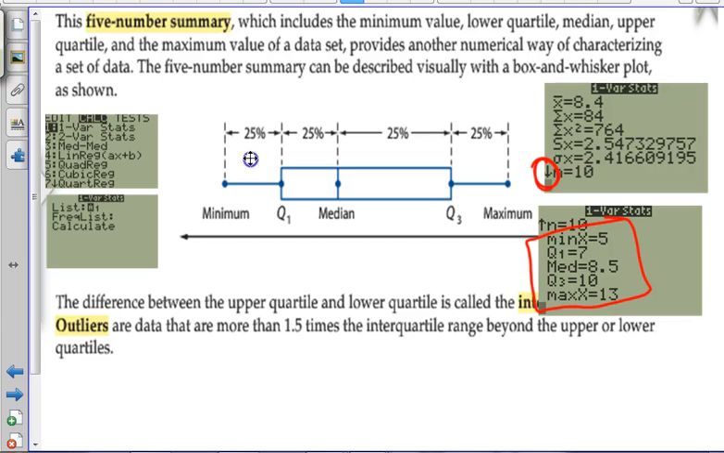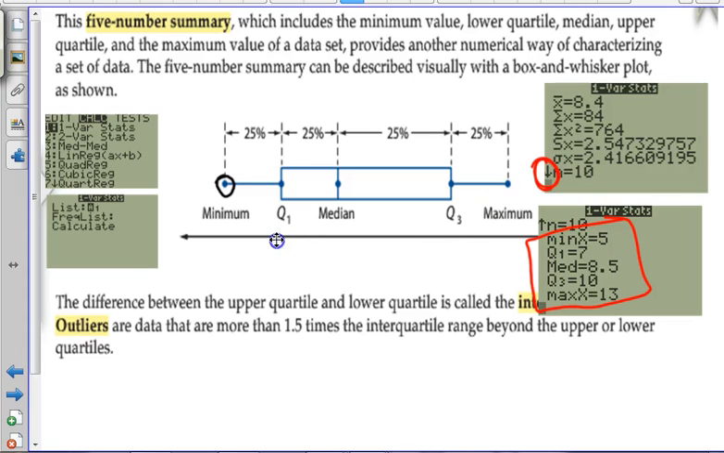You can also get the 5-number summary by turning on the box plot and tracing along, because the minimum is always the left whisker. The first starting of the box is the first quartile. The median is the middle of the box. The third quartile is the end of the box, and the maximum value, if it doesn't have an outlier, is at the other end of this whisker. Okay.